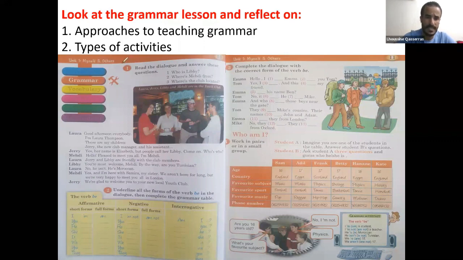So this is activity number one. Read the dialogue and answer these questions. Who is Libby? Where is Mehdi from? Where is the club located? What is this? The first activity, what's the purpose? For which purpose?